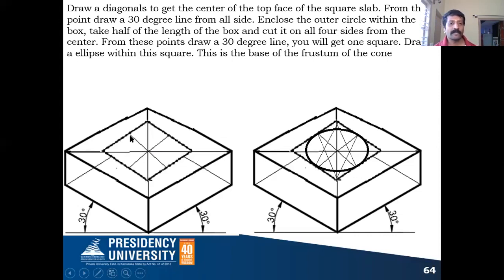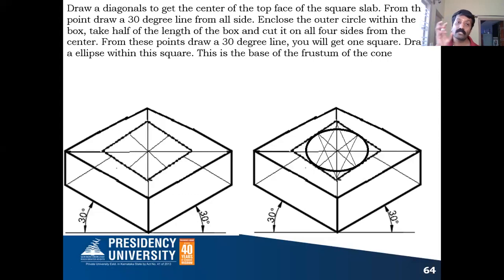From this point, you draw 30-degree line in this direction or parallel to this. From this point, you draw 30-degree line in this direction or parallel to this. From this point, you draw 30-degree line like this or parallel to this. From this point, you draw 30-degree line like this or parallel to this. If you draw like this, you're going to get one more square like this. So this square is the base of the frustum of a cone.